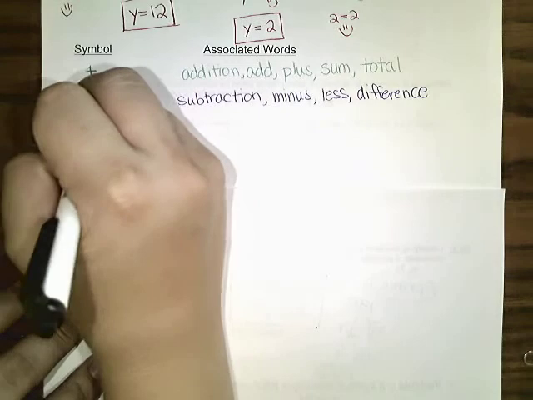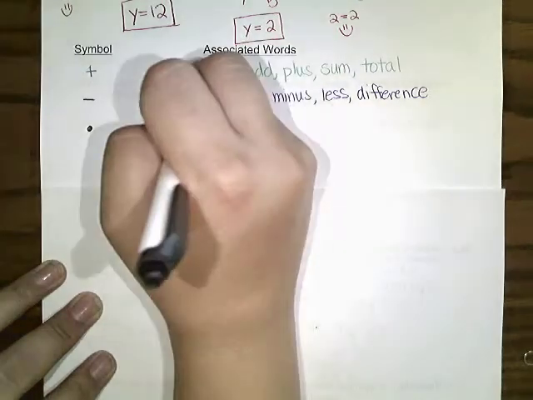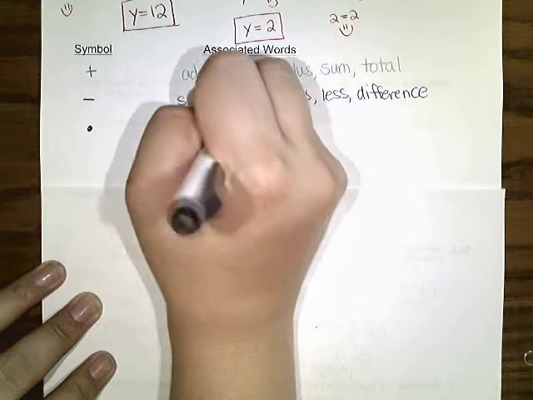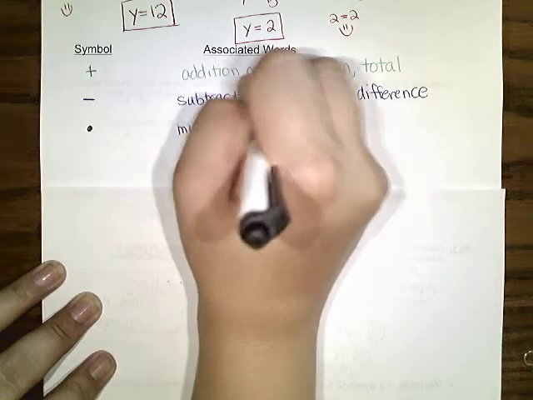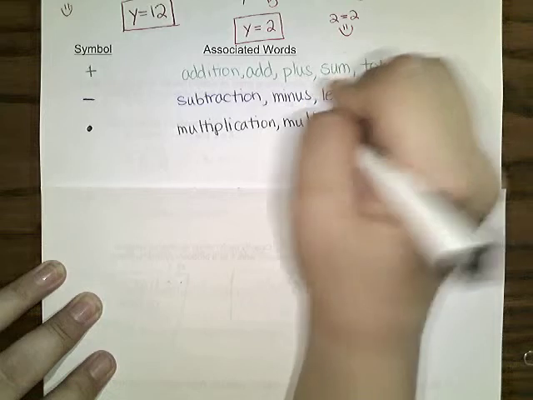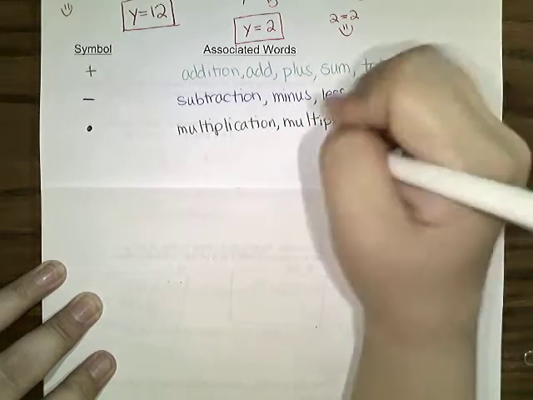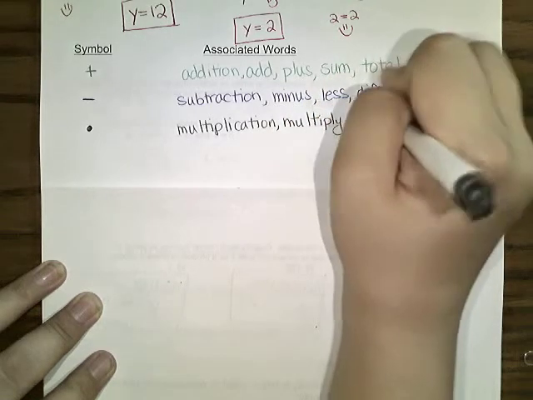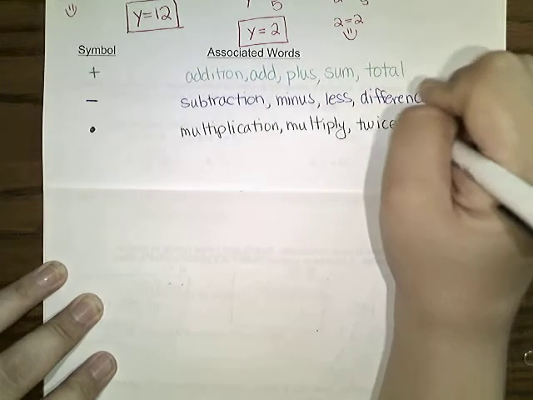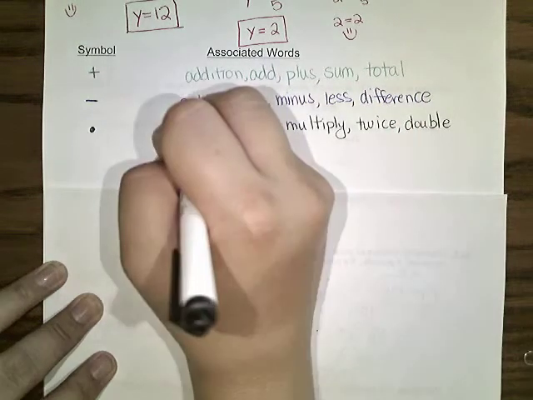Next, the dot. What does the dot mean? The dot means multiplication. Along with multiplication, we could just say, hey, multiply, right? Multiply these numbers together. We could specifically say twice or double. The answer to a multiplication problem is product.